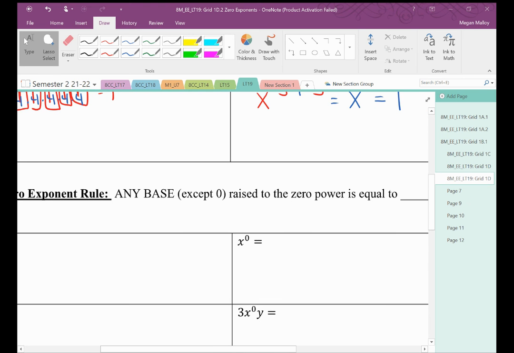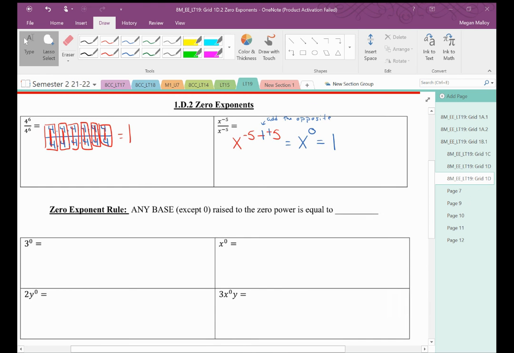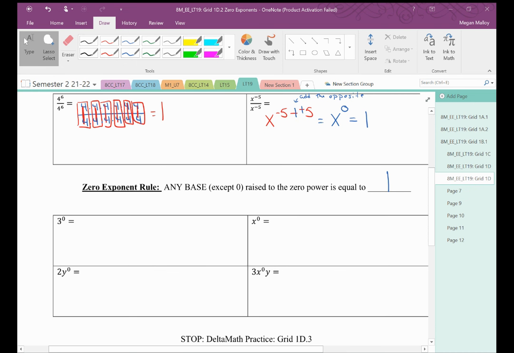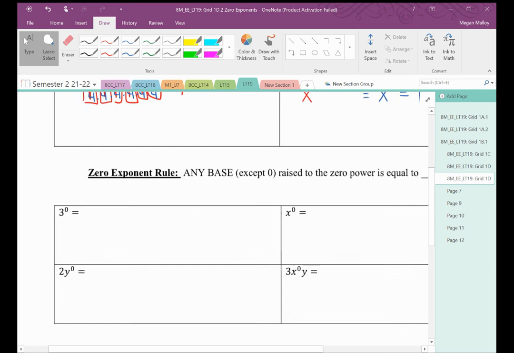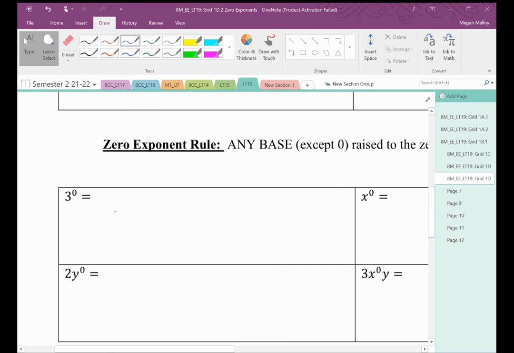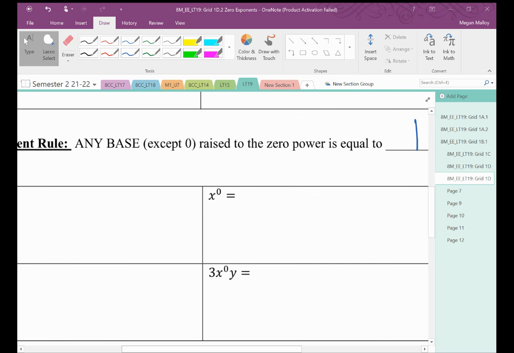So any base except 0 raised to the 0 power is always going to be equal to 1, as we can see from that second example there. Because when the numerator and denominator are the exact same value, any number divided by itself is 1. So if we look at our first example here, 3 raised to the 0 power is equal to 1. X raised to the 0 power is equal to 1. Notice the base basically disappears. It just equals 1. It's not x to the first, it's not 1x, it's just 1.